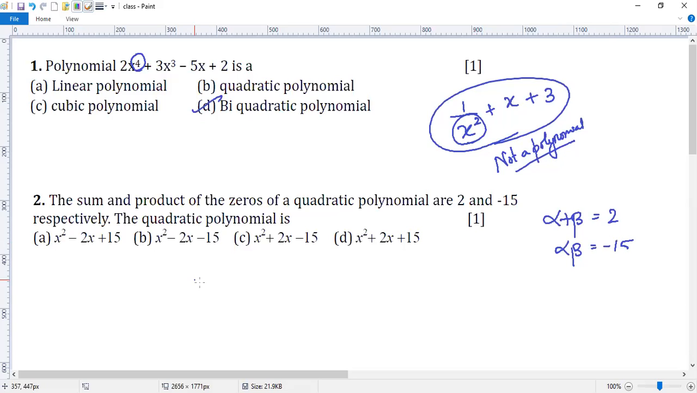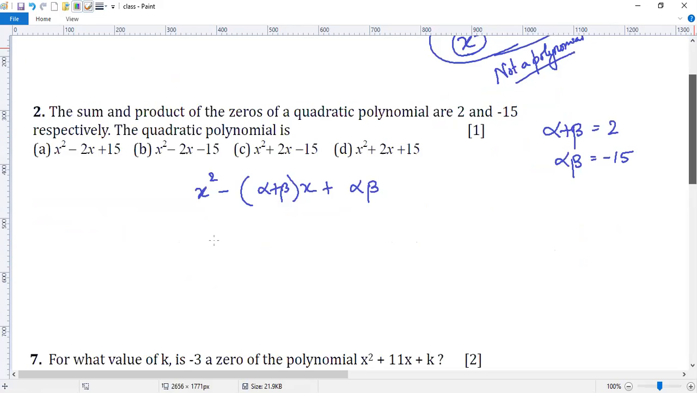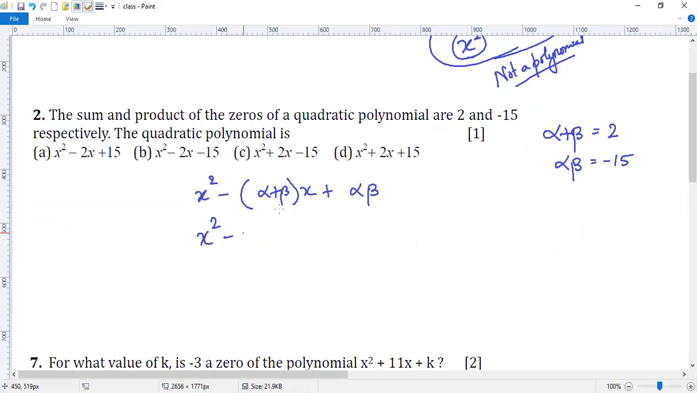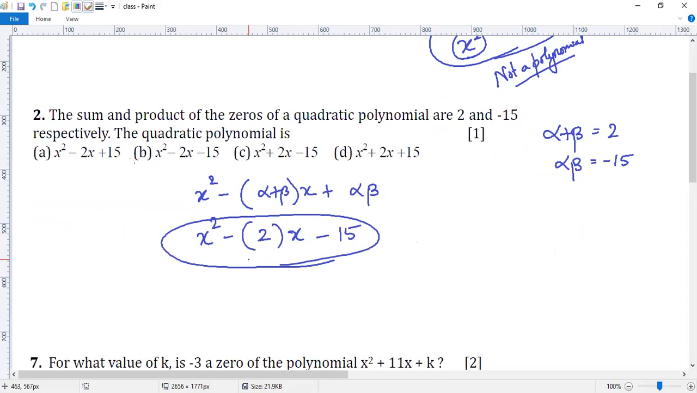And how will you frame the equation? It is x squared minus of alpha plus beta into x plus alpha beta. This formula we know, correct? So how will you approach this formula? X squared minus of alpha plus beta, what is it? 2. So 2x plus alpha beta, that is minus 15. So it has got to be x squared minus 2x minus 15. So what is the answer? It is option B. X squared minus 2x minus 15. Okay.